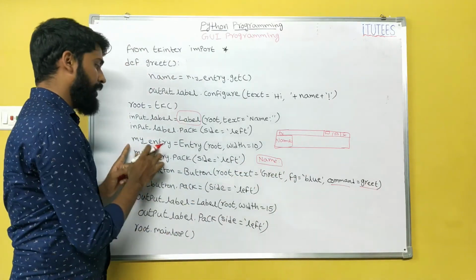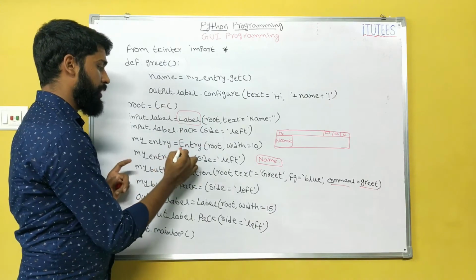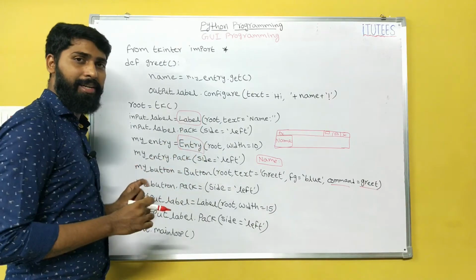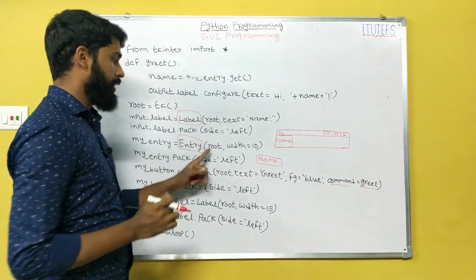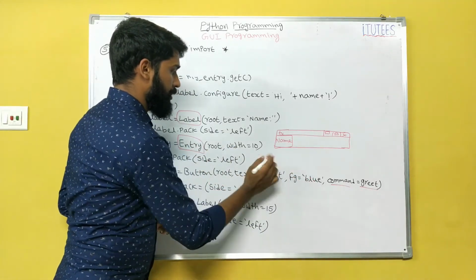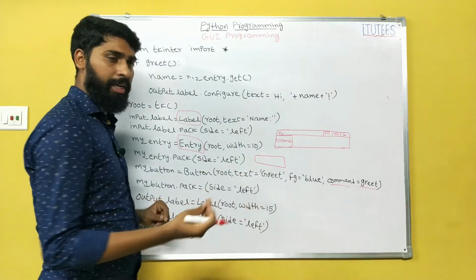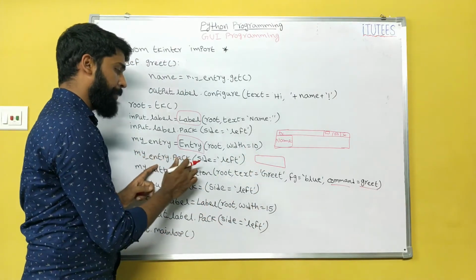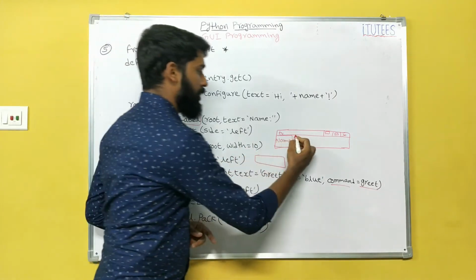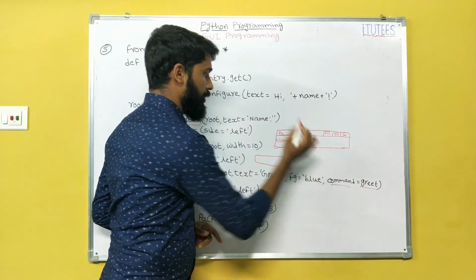So next one, I want to add one text box. How to add a text box? By using entry component. So entry width equals to 20. That means this is the text box. So it accepts the input. So my entry dot pack side equals to left. This text box is appended here.